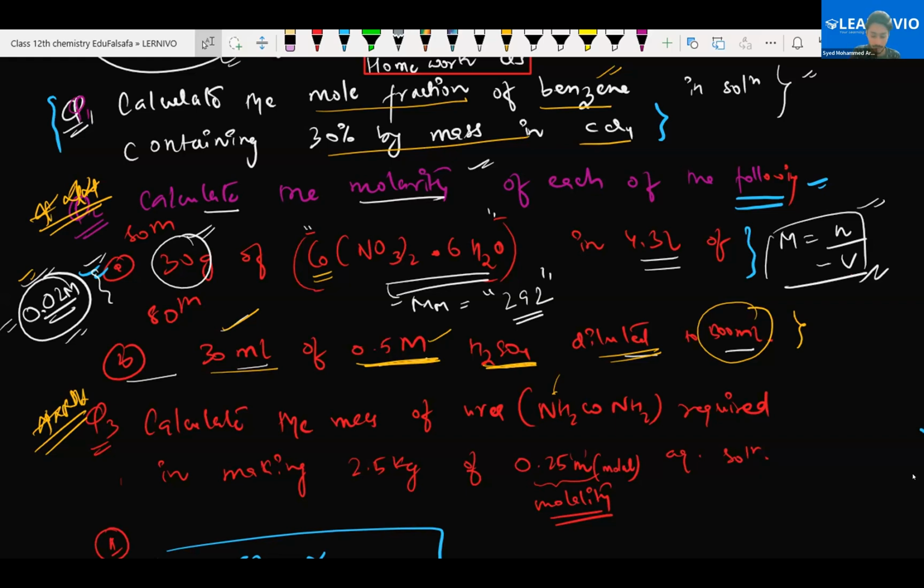So initially, you need to find the number of gram equivalent, and find the relation between the molarities. Why? Because the question asks you about the molarity, and a molarity is given to you. So what type of molarity is the question asking? The question is asking for the molarity after the dissolution. And what is the dissolution?